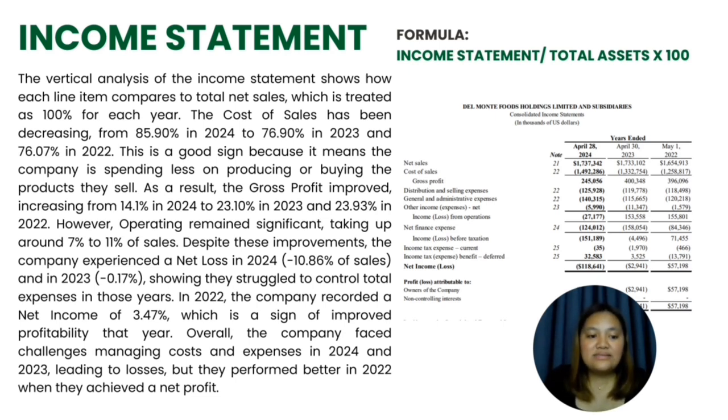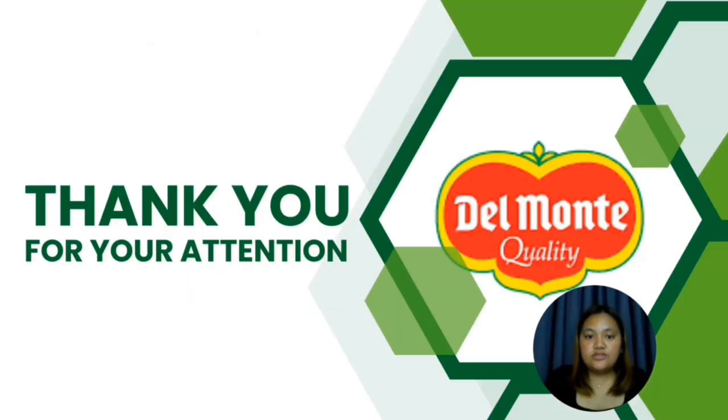Despite these improvements, the company experienced a net loss in 2024 and in 2023, showing the struggle to control total expenses in those years. In 2022, the company recorded a net income of 3.47%, which is a sign of improved profitability that year. Overall, the company faced challenges managing costs and expenses in 2024 and 2023, leading to losses, but they performed better in 2022 when they achieved a net profit. That's all for the vertical analysis of the Del Monte, and it's my part.